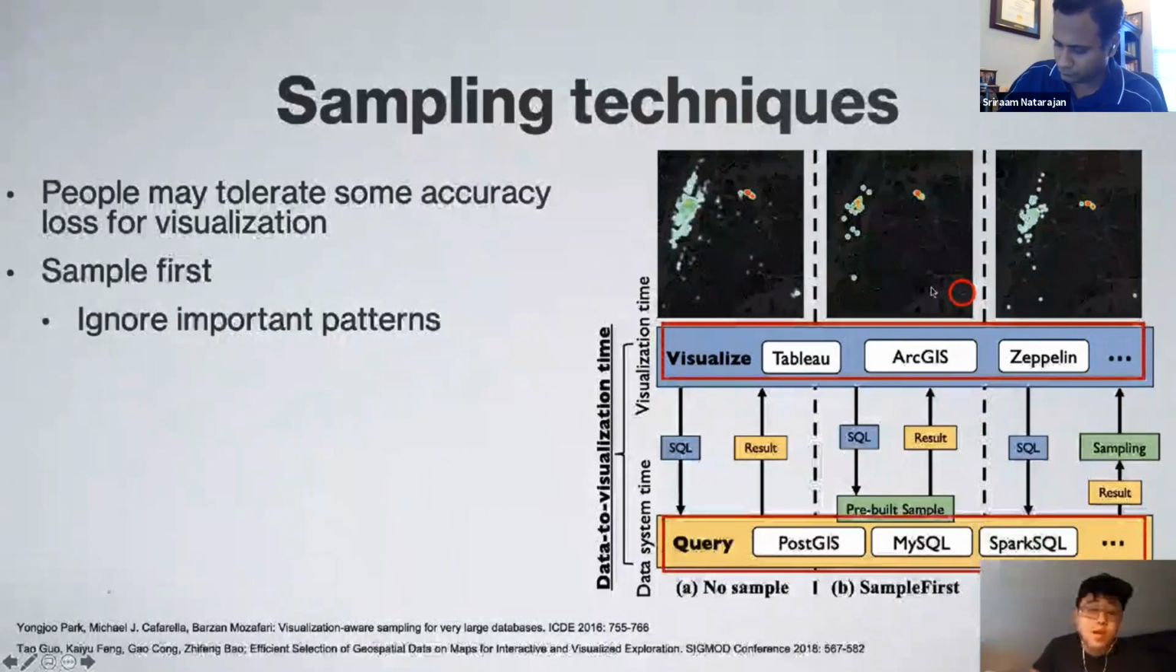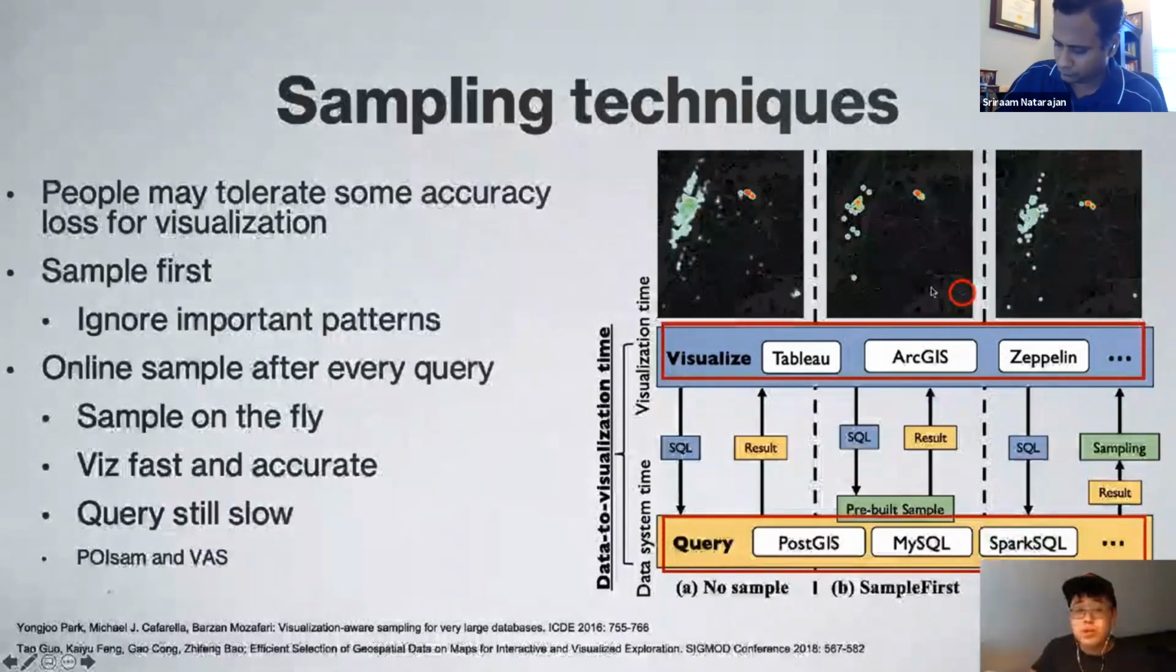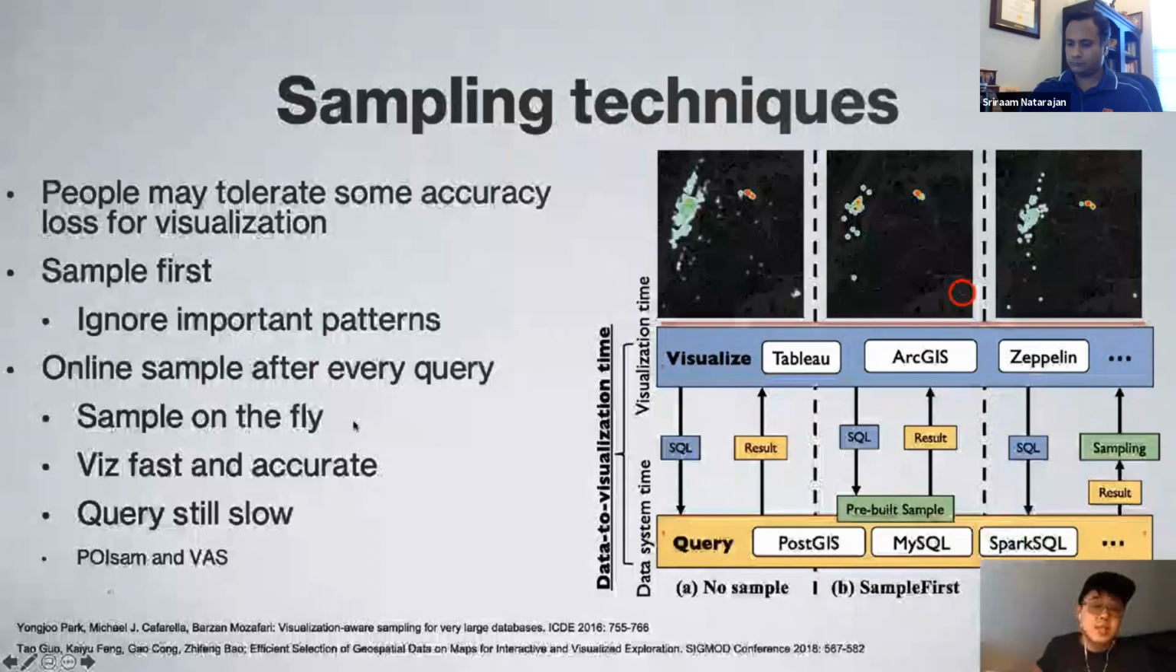In order to improve that, some people propose to use online sample. That means we still run database query on the entire dataset, but after each query, we draw a sample on the returned query result in an online fashion. This is called sample on the fly technique. For sure, it will make the visualization fast and more accurate. However, the database query part is still running on the entire dataset, which is still very slow. How can we improve that?